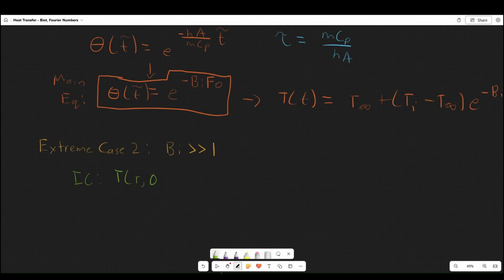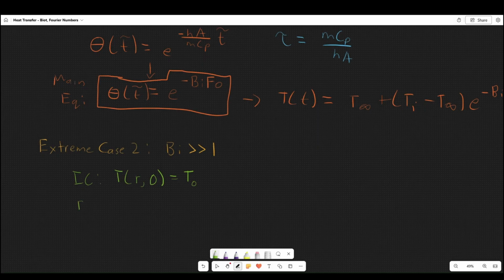So earlier we did the slab conditions, and right now I'm writing R for radius. So this would be for a sphere. Essentially, it's the same: at time 0, we have an initial temperature, and that's throughout every single position. That would be our initial condition.